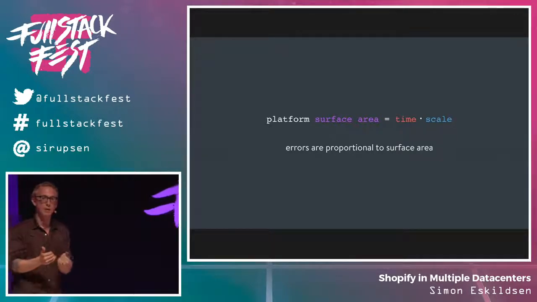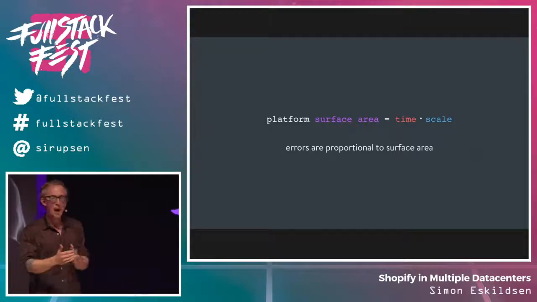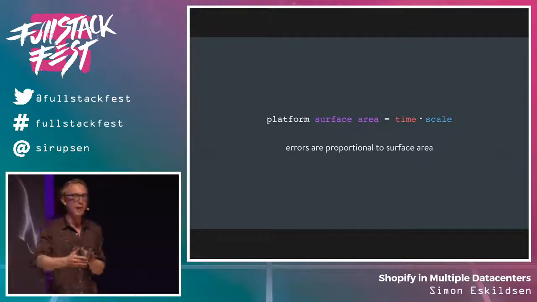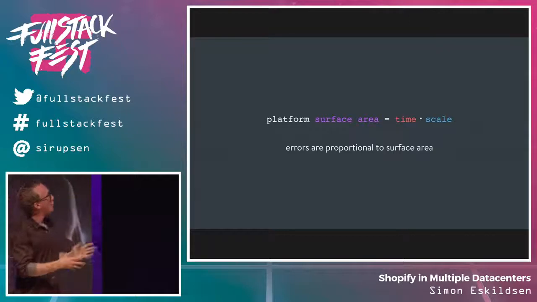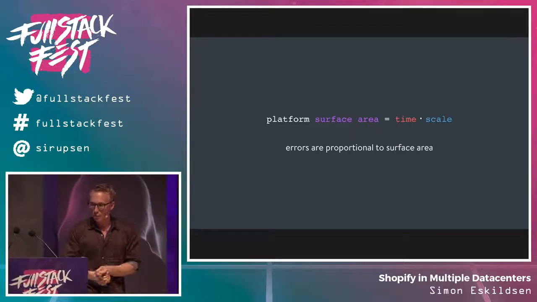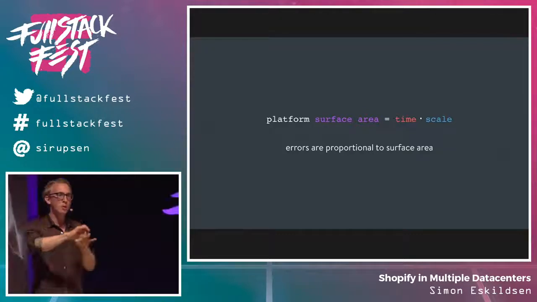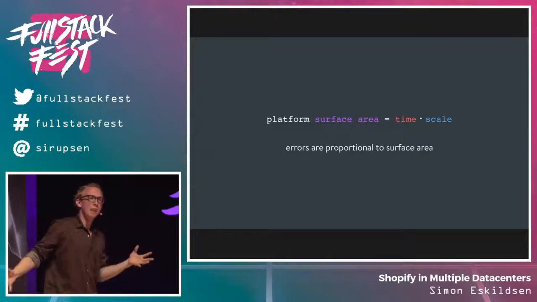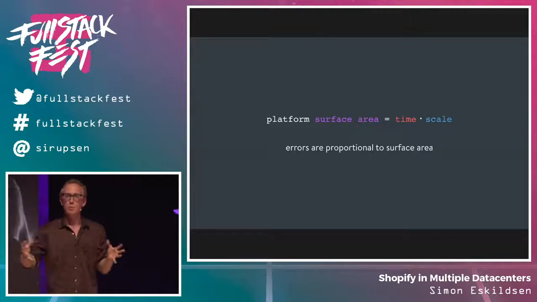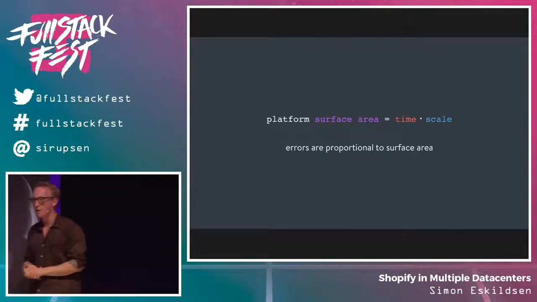This is really when you have to transition from this pet mentality of your servers and your infrastructure to the cattle mentality. So errors are proportional to the surface area of your platform, and we started reaching that critical mass in 2013, 2014, where outages of these small components would disproportionately propagate into the rest of the platform and cause these cascading failures.